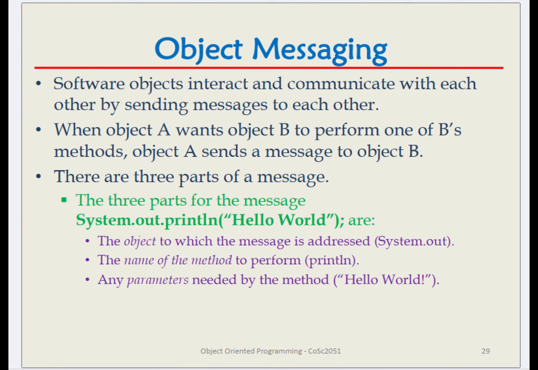The three parts for the message System.out.println("Hello world") are the object to which the message is addressed, System.out; the name of the method to perform, println; and any parameters needed by the method, "Hello world". 29. Object-Oriented Programming Co. SC 2051.